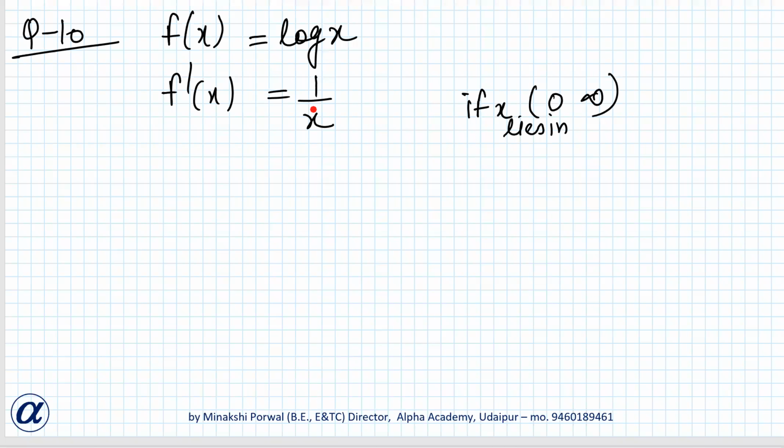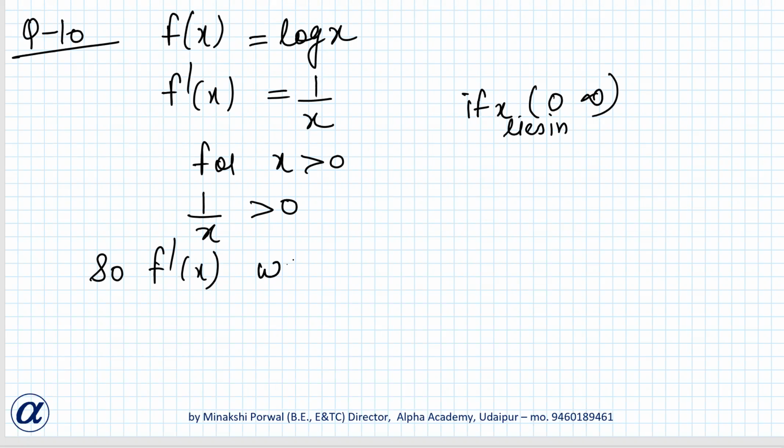Substitute any value of x. From 0 to infinity, if you substitute any value of x, f dash x will be a positive number. So for x greater than 0, 1 by x will be greater than 0. So f is an increasing function.